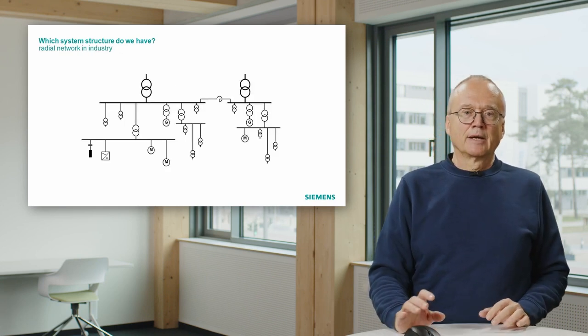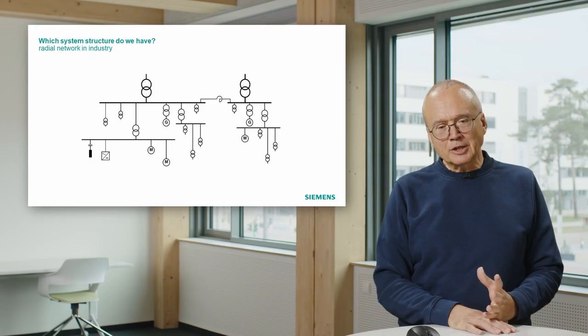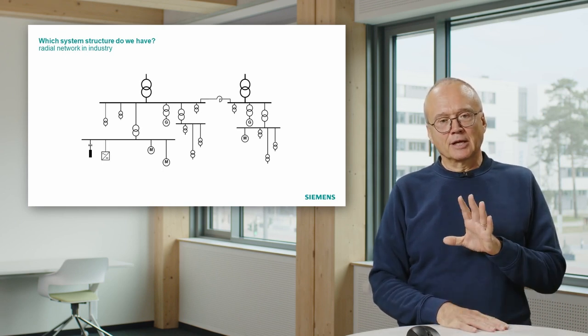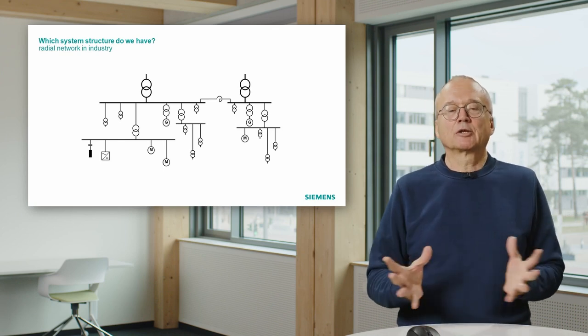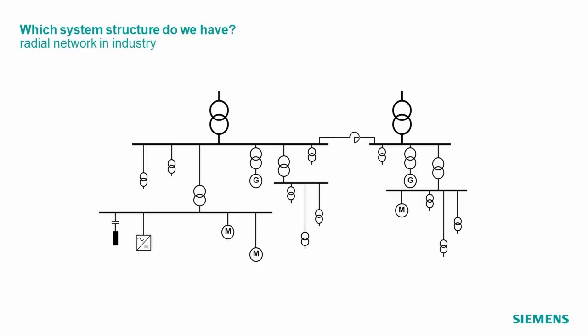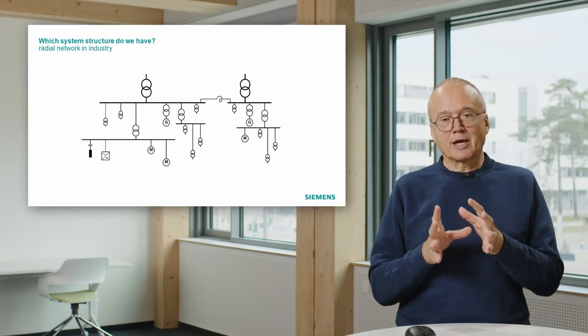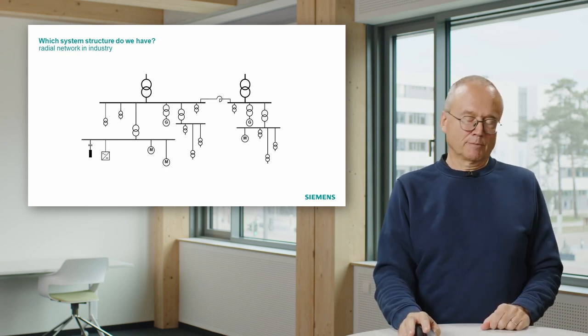Similar things are normally visible in industrial systems, like shown here. These systems are often also radial. The difference in comparison to the public distribution systems is that here the distances are normally shorter. So we are here within one plant, chemical plant or refinery. Distances are shorter, and we normally have a lot of motors involved here. But also there, the main question for protection is, do we have meshes or is the system a radial system? That was the system structure.